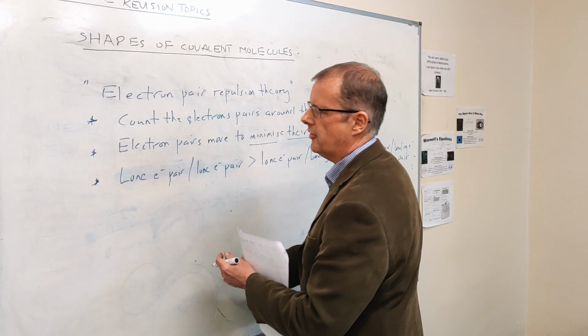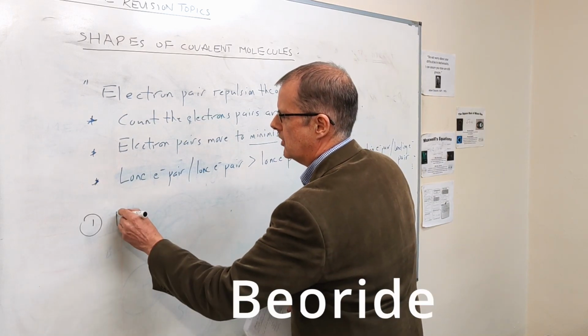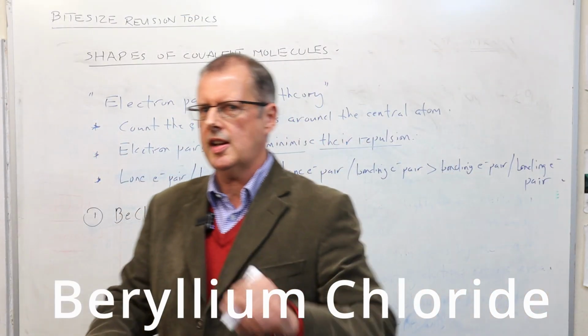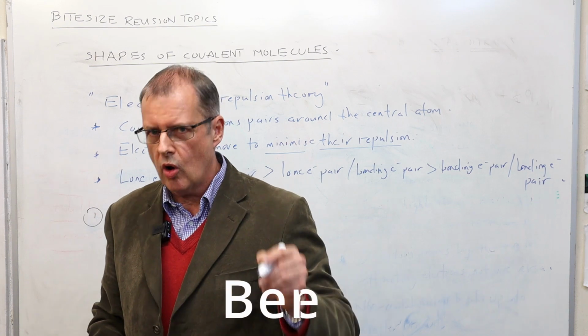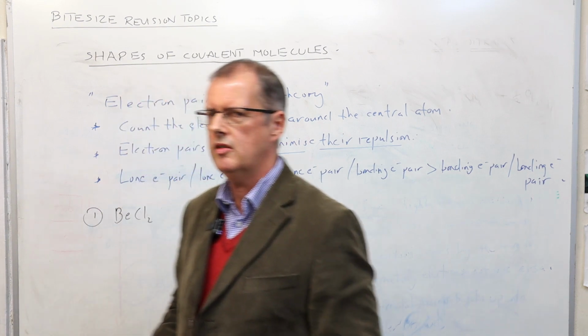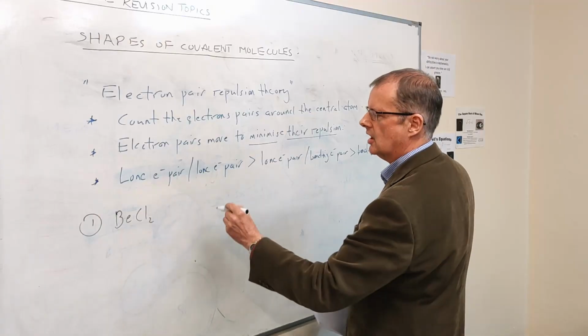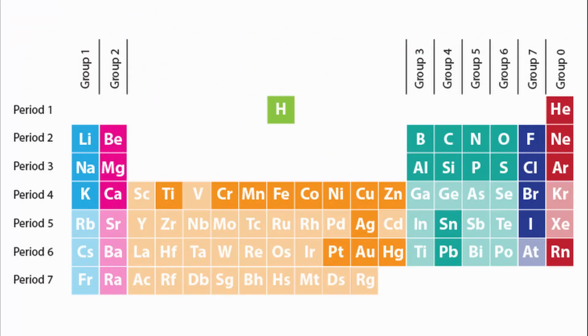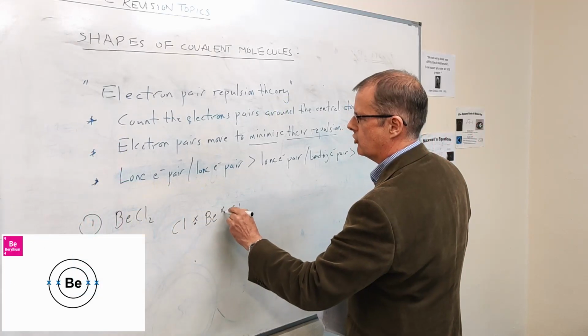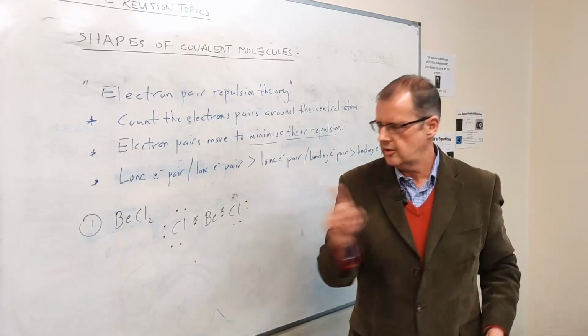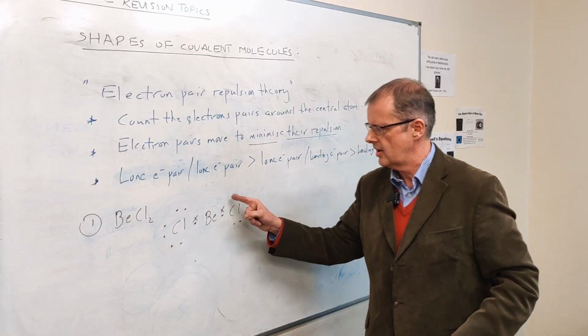Let's just kick off with a simple example. Beryllium chloride. To be able to do this exercise, you need to be quite good at your dot and cross diagrams. Remember, you need to know which groups the elements are in and to get your electron counting up to scratch. Beryllium is in group 2, so it has 2 outer shell electrons. Now the focus here, don't worry about those 6 electrons around each chlorine.